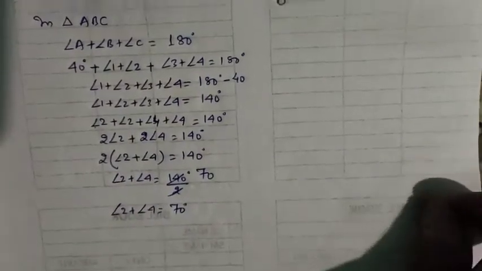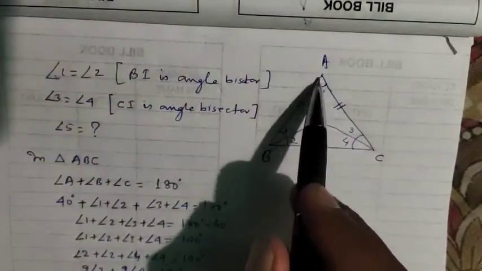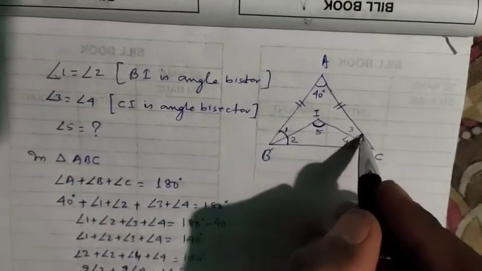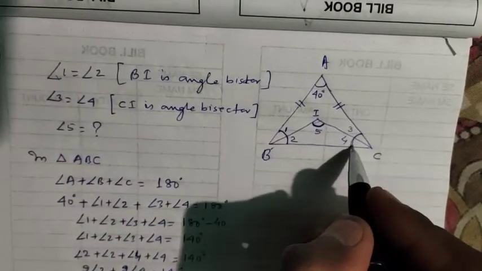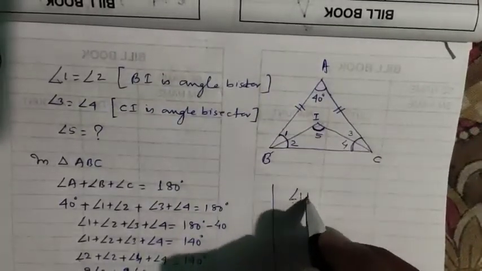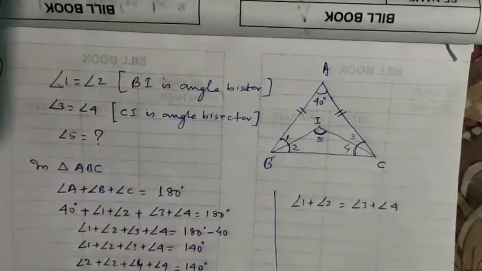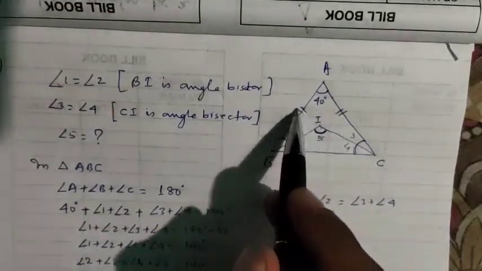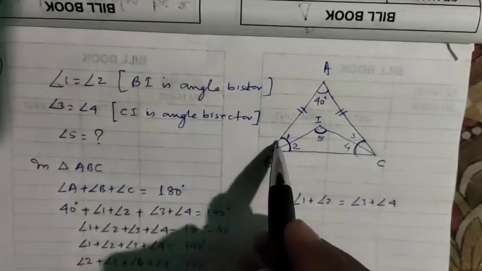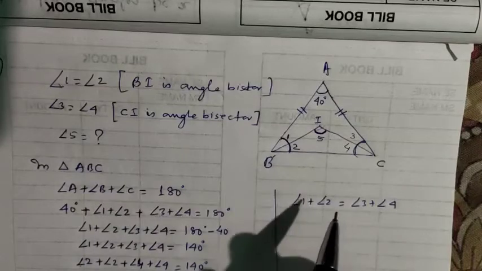Now once again we will come back to the figure, and we can see here the sign of equality is given. It means AB is equal to AC. It means this entire angle will be equal to this entire angle. Here we can write angle 1 plus angle 2 is equal to angle 3 plus angle 4. We know this because these two sides are equal. Therefore this entire angle will be equal to this entire angle. For this angle we have written angle 1 plus 2. For this angle we have written angle 3 plus angle 4.